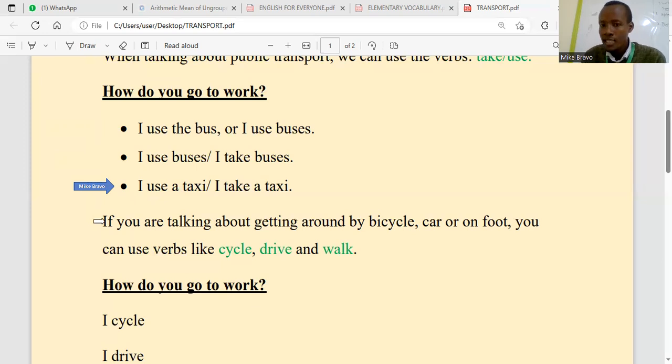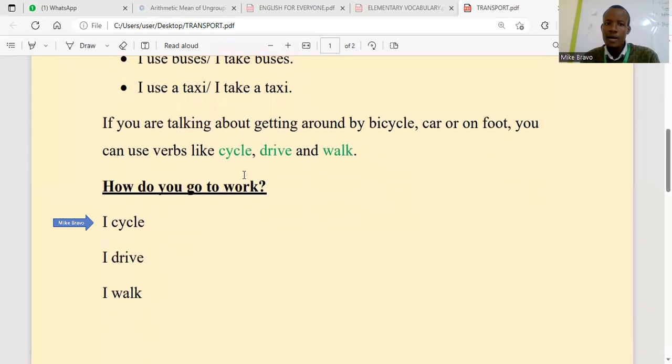Now, if you are talking about getting around by bicycle, car, or even on foot, you can use the words cycle, drive, and walk. So look at these statements down here. How do you go to work? Then you can use any of these words depending on what means you use.